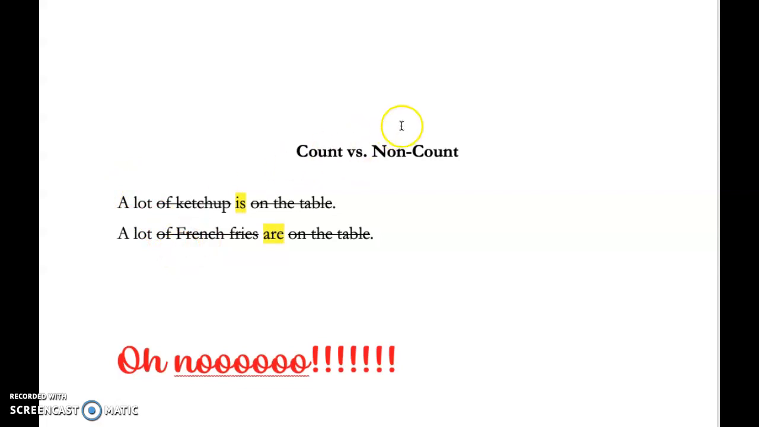So this is a situation that we call count versus non-count. And what that means is that the thing we're talking about is either something you can count or something you cannot count. Imagine that I came to your house and I took a big container of ketchup and I squirted it into a splat on your kitchen table. And then I said to you, count that ketchup. You would say, I can't, it's a splat of ketchup, right? You cannot count ketchup, but you could count French fries.